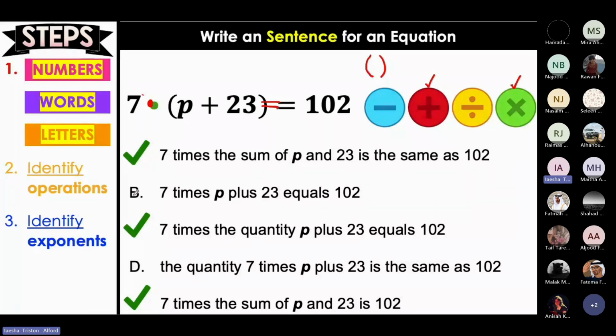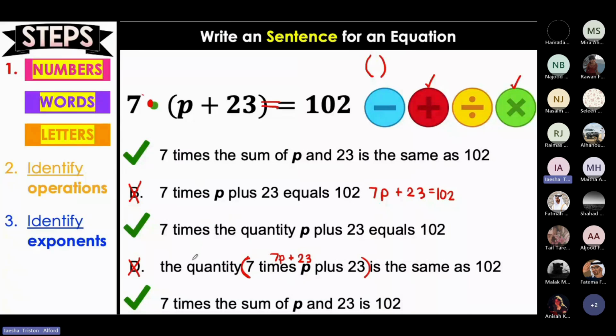If we are looking at B, what's the matter with B? It says 7 times P. So that is 7 times P plus 23 is equal to 102. It's missing the parentheses. For D, it has the quantity. Quantity means what? Parentheses. But we have to put the 7 in the parentheses for this one. So that is 7P plus 23. So D is not correct.